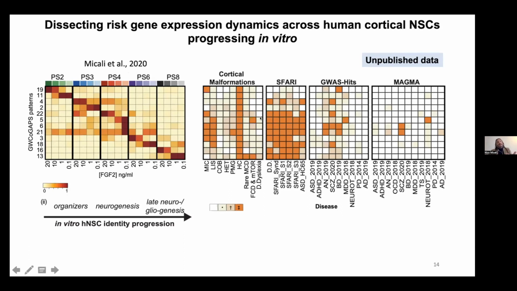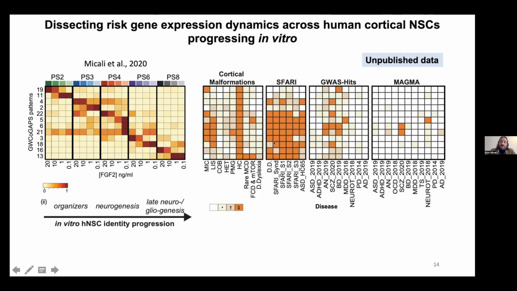Then we collected a list of risk genes associated with cortical malformations, including microcephaly, lissencephaly, etc., or neuropsychiatric disorders, including autism or schizophrenia, from other GWAS datasets. And we checked the enrichment of these genes in these COGAPS patterns. So you see, for example, that microcephaly-associated risk genes were enriched in the early passages. Lissencephaly genes were enriched in the neurogenic passages, in the COGAPS enriched in these neurogenic genes expressed by passage 4, let's say.